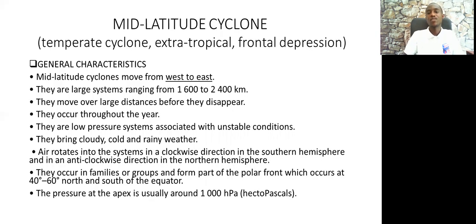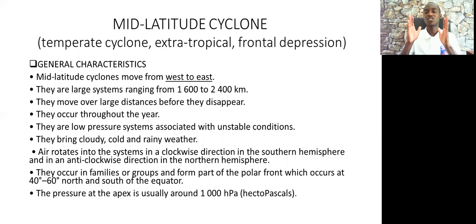Now, let's start with the mid-latitude cyclones. The other names for mid-latitude cyclones are temperate cyclone, extratropical cyclone, or frontal depression. The general characteristics you need to understand are that mid-latitude cyclones move from west to east. They are large systems, ranging up to 2,400 kilometers, so they move over large distances before they disappear.